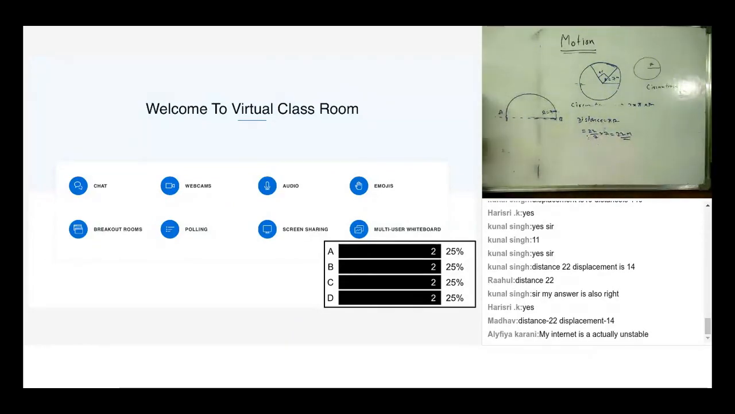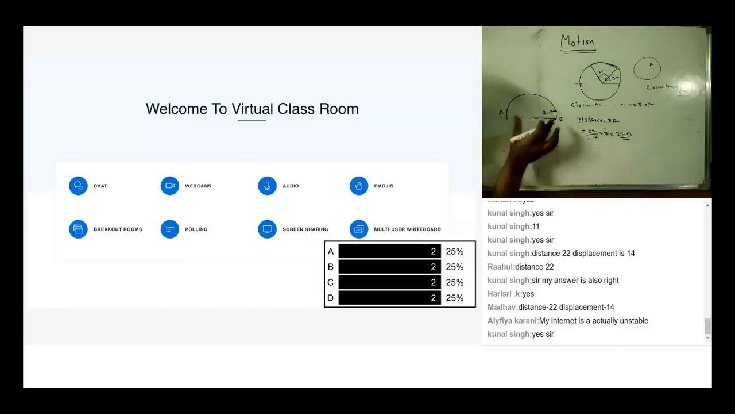Now displacement. Displacement is what? A straight line joining A and B. This one. So if radius is 7 meters, what will this line be? Can I say this is equal to the diameter? What is the diameter here? Diameter is 7 plus 7, that is equal to how much? 14 meters. Is that clear to all of you? Yes, sir.